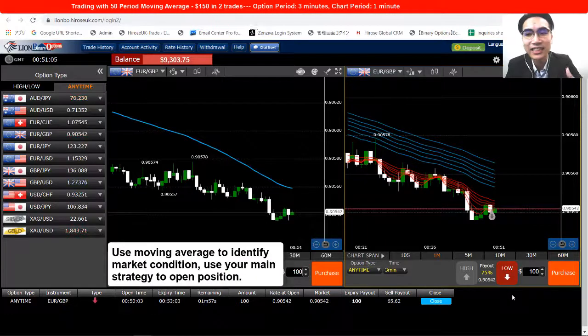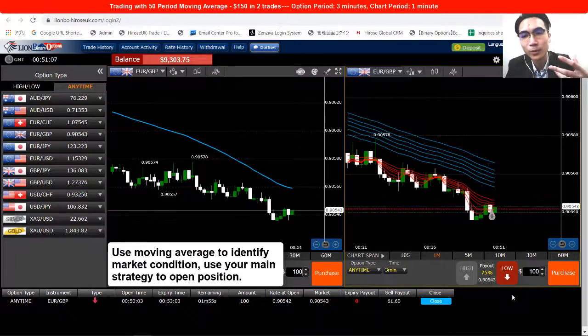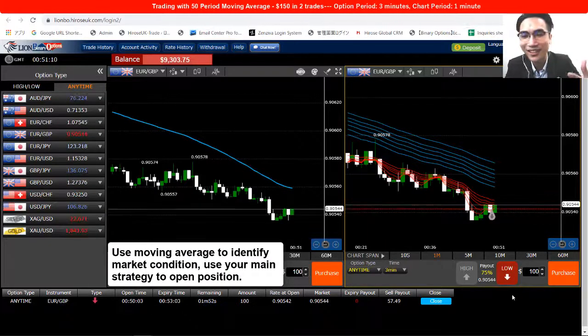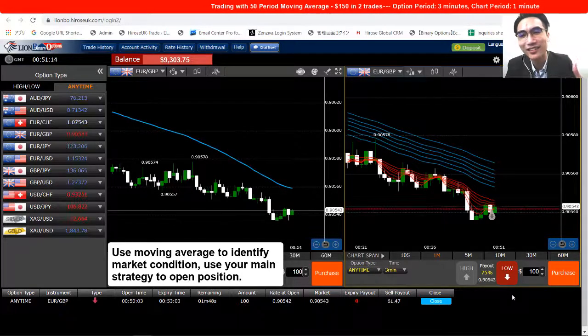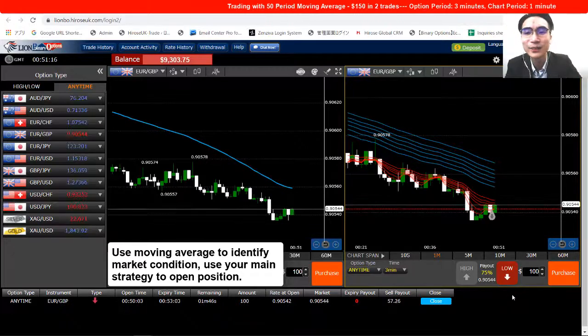GMMA, and now we can see that the red lines were compressing, the blue lines were expanding, and the red lines were below the blue lines, and that's why I opened a low option there.